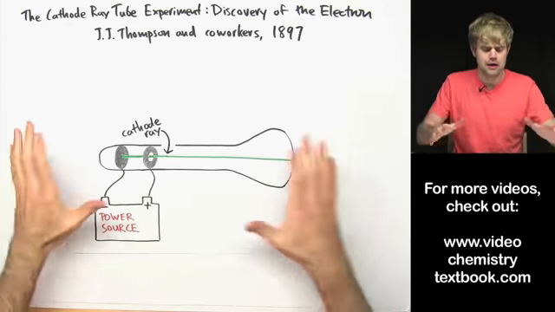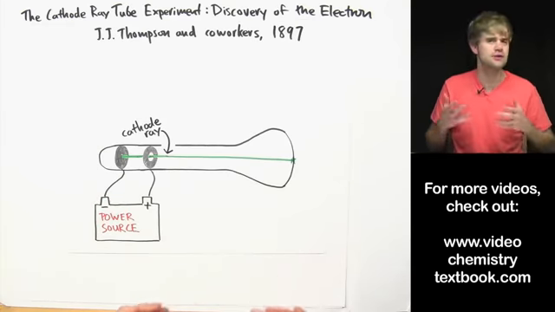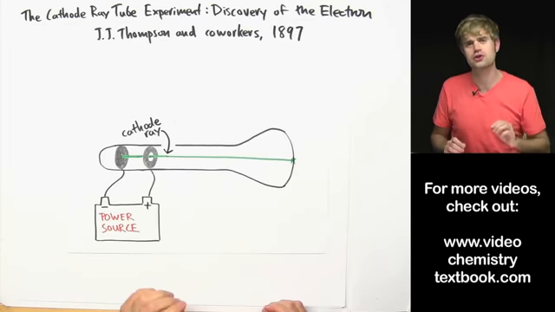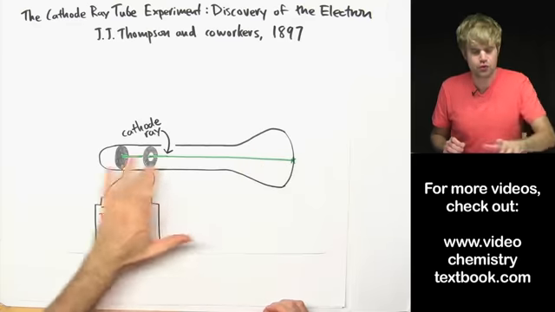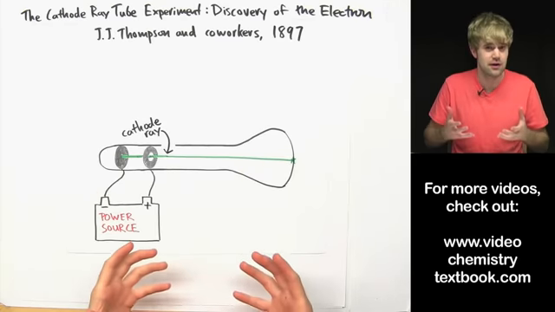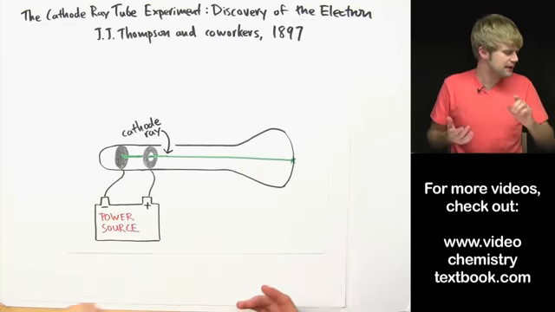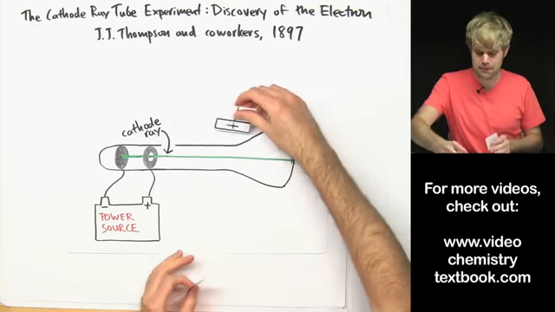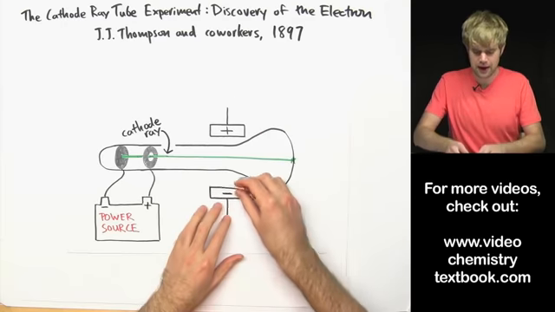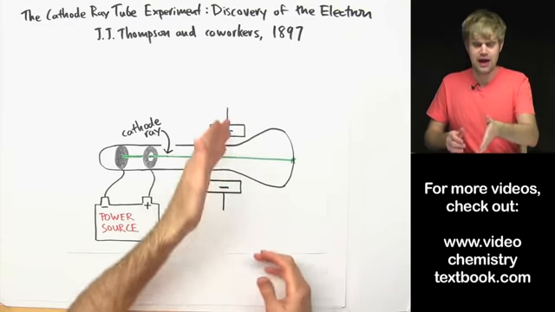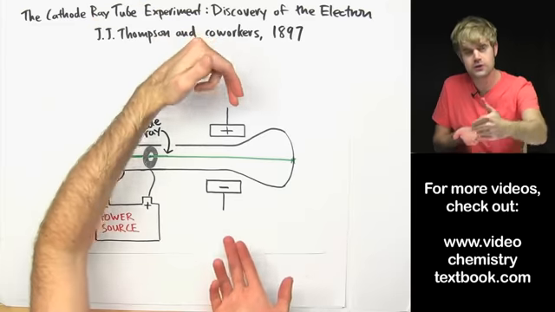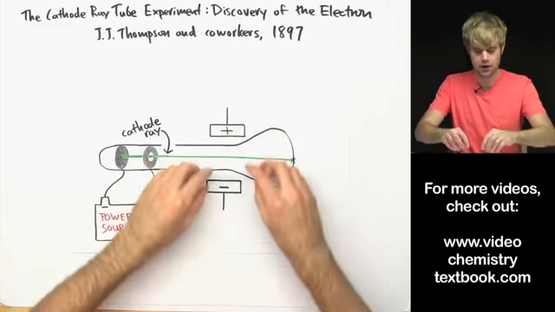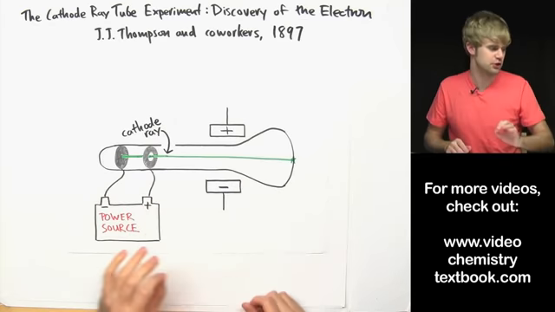Anyway, Thomson sees this ray, and he gets curious as to what it's made of. And so he asks the question, the stuff that the cathode ray is made of, does it have an electrical charge? And here's how he attempts to answer that question. He takes two metal plates and puts them on either side of the cathode ray tube. And then he turns on electricity, which makes the top plate positively charged and the bottom plate negatively charged.